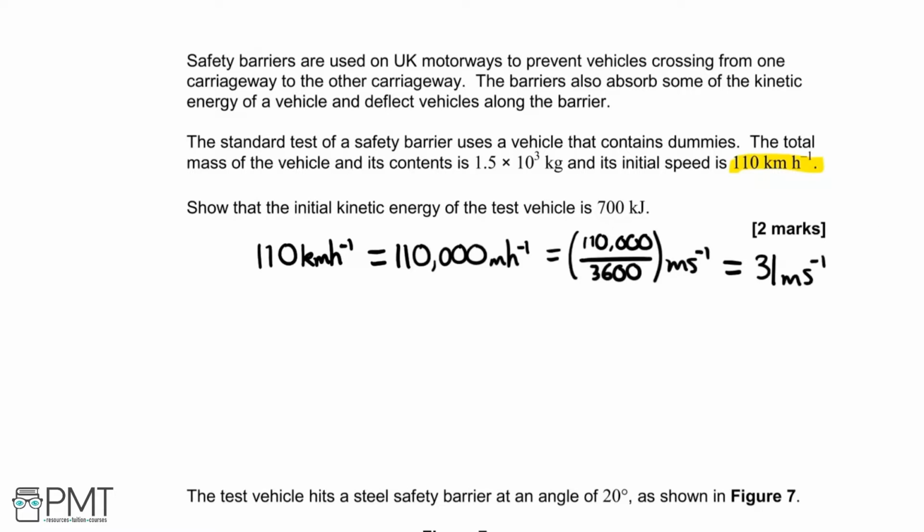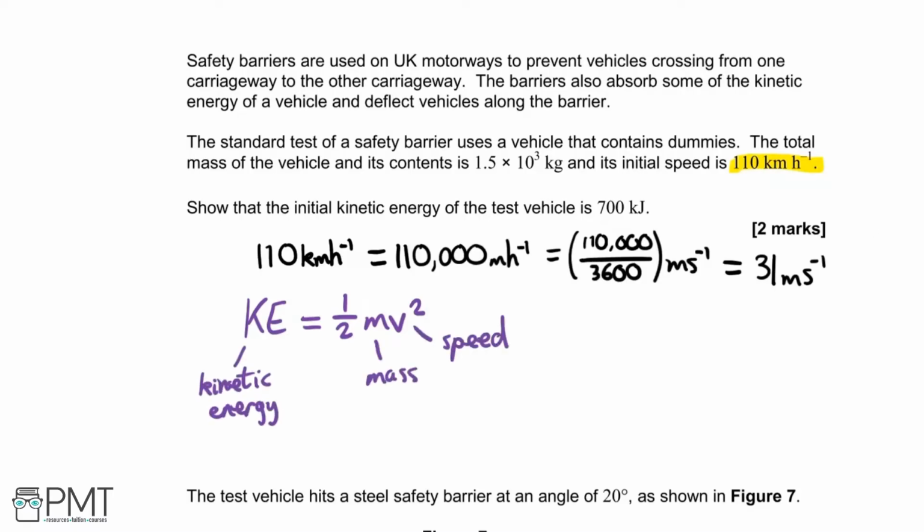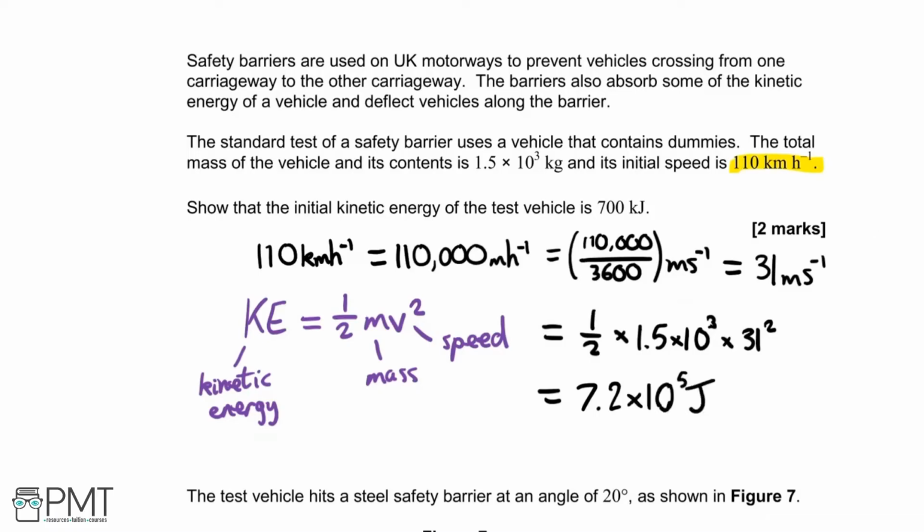So this is a speed value that we can then put into our kinetic energy calculation. So let's write down the kinetic energy equation first of all. So kinetic energy is equal to 1/2 times mass times speed squared. So let's substitute in our values. Don't forget to square the 31, and we should end up with 7.2 times 10 to the power of 5 joules, which is approximately equal to 700 kilojoules. Remember, a kilojoule is 1,000 joules.